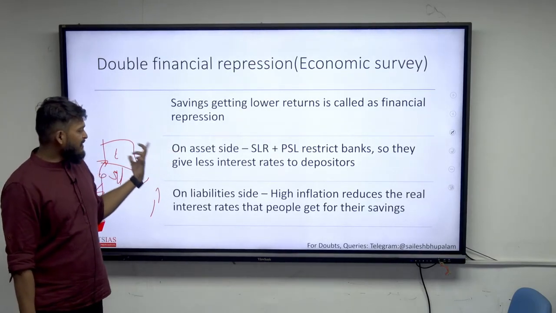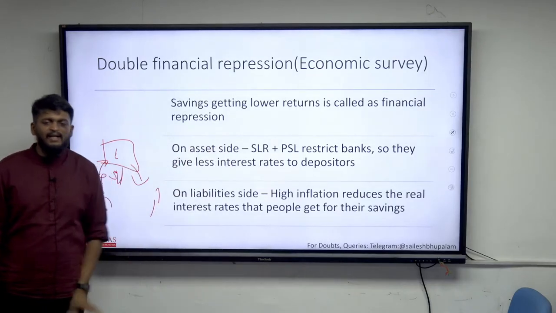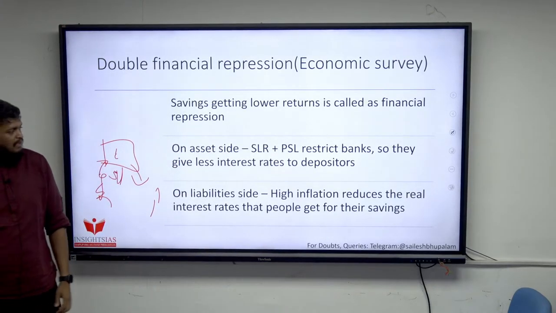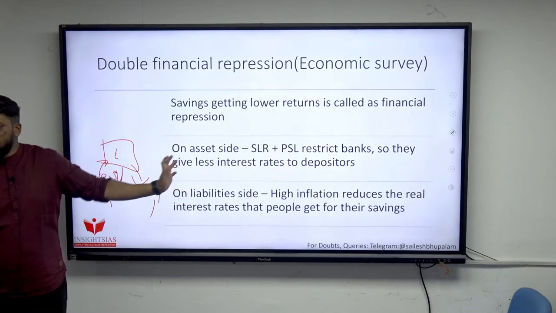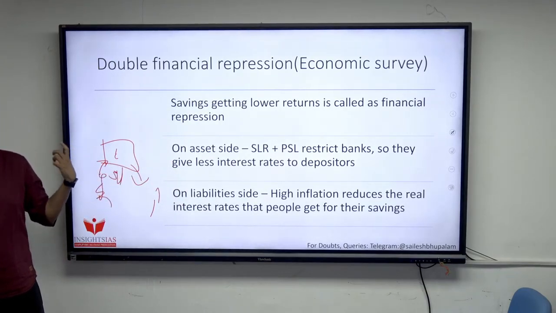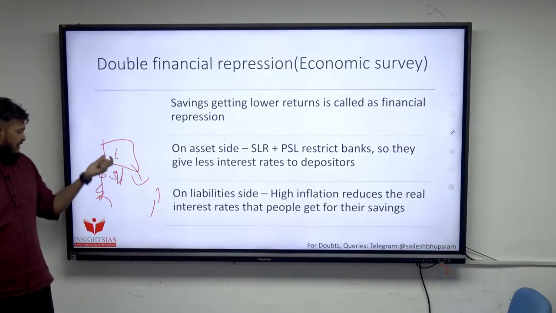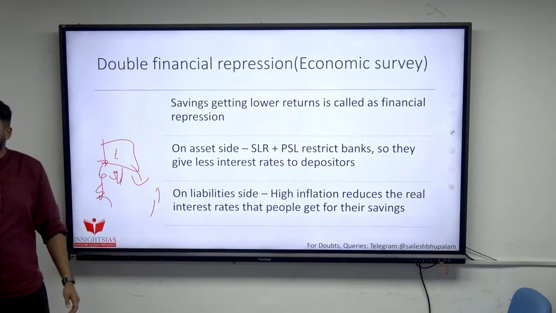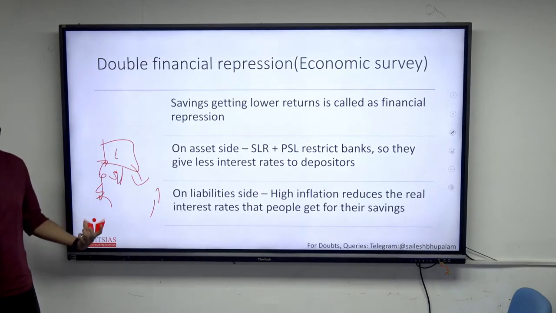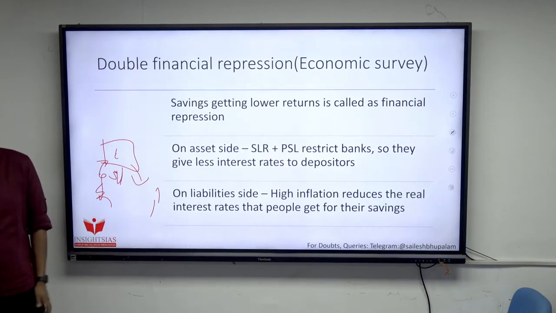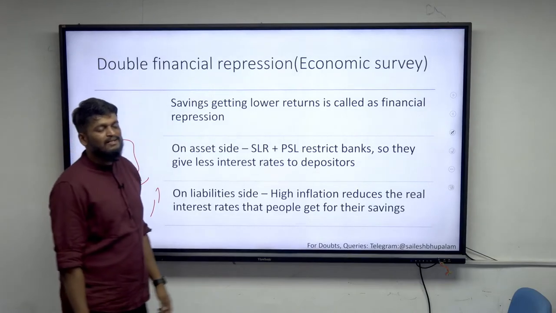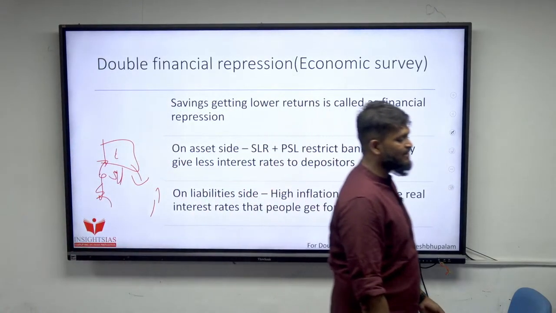On the asset side, from the bank's asset side, the government has mandated SLR and PSL, along with that they have NPAs. Because of this, they are earning less profit, so they can give less to depositors. On the liability side, that means the deposit side, whatever they are giving, inflation is reducing that interest also. What depositors are getting has reduced drastically.